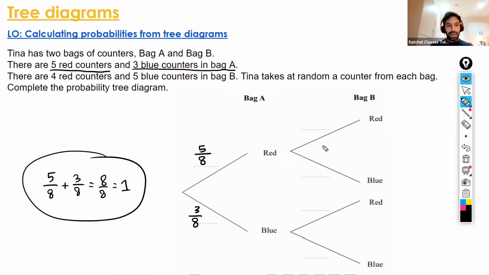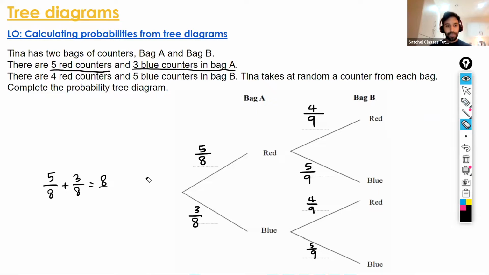And then if we move on to bag B, it says there are 4 red counters and 5 blue counters. So in total, we have 9 counters, 4 of which are red. So 4 out of 9 is the probability of a red counter from bag B, and 5 out of 9 is the probability of a blue counter from bag B. Likewise here, this is going to be 4 out of 9, and down here we will have 5 out of 9. And once again, 4 out of 9 plus 5 out of 9 makes 1. So the probability of picking a counter is going to be 1. So the probability of all outcomes adds up to 1 here.